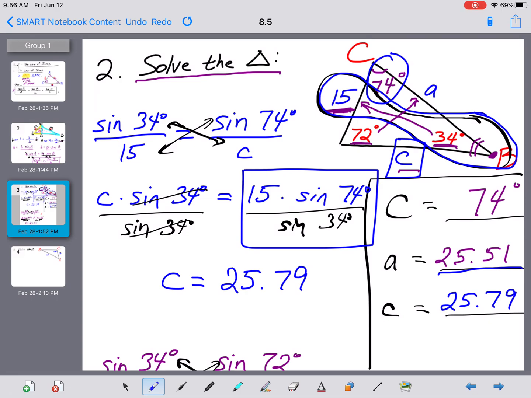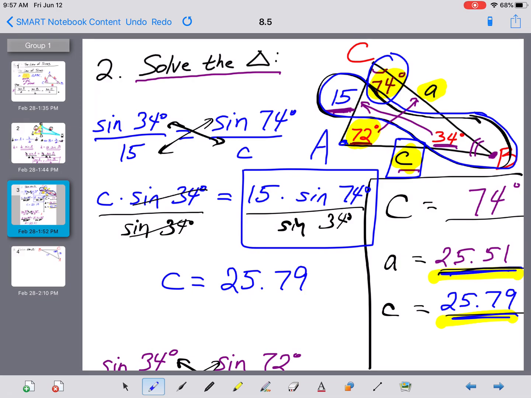We thought that C would be the biggest side, so bigger than the 15 and bigger than the 25.51, and it was, just barely. But actually, it's really interesting. If you take a look at these two angles here, the 74-degree angle and the 72-degree angle, those two angles are very, very close to one another. That means that sides A and C better be very, very close to each other in length. And sure enough, they are. Angle C is just a little bit bigger than angle A, which somehow I lost sight of. That goes right there. So side C should be just a little bit bigger than side A, and it is.